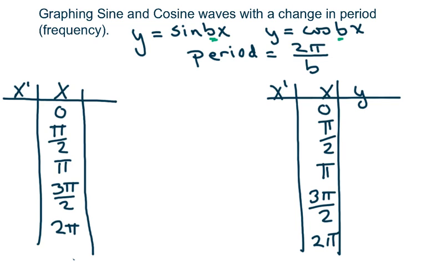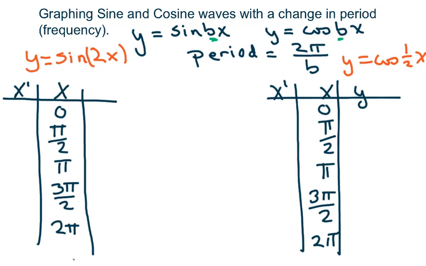Okay? So what I'm going to do is show you an example of what you do when you're using the table, and then we're going to go to the graphs. So we're going to graph y equals sine of 2x. So my b is 2 here. We're also going to graph y equals cosine of 1/2 x. So that's going to show you the difference.